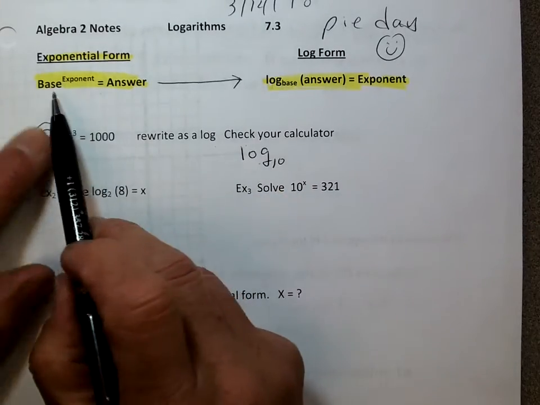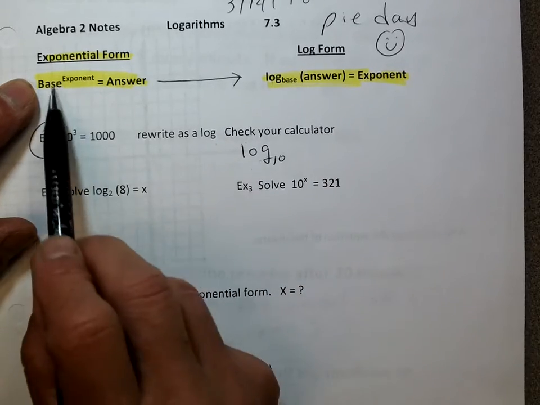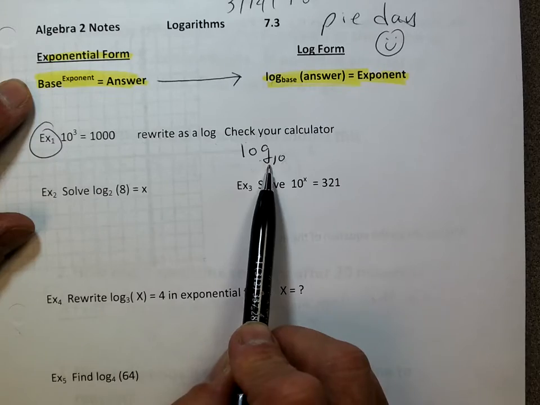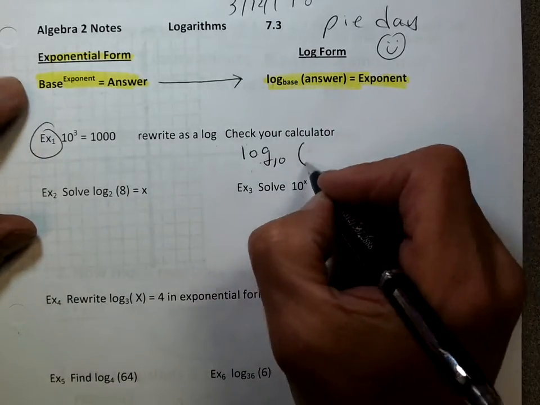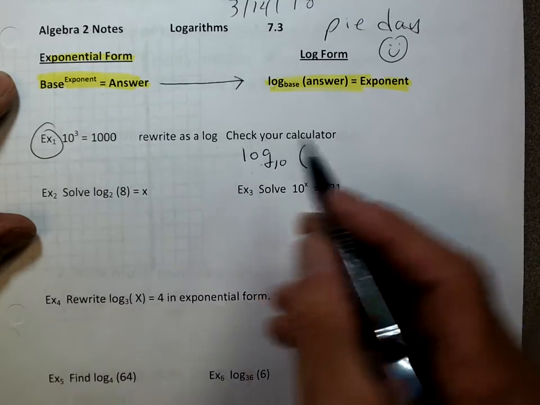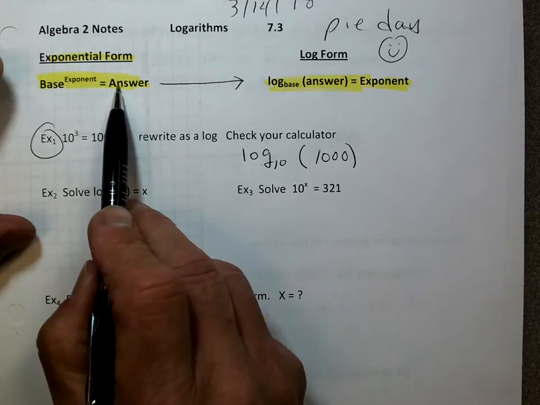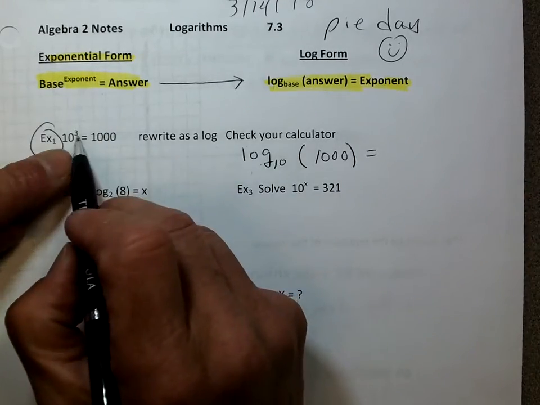To transfer it, this is the base, this is 10. So we'd go log of 10. Whatever number's here goes down below as a subscript. It's the base of the logarithm, okay? And then of the answer, well, this is my answer, so I'd go parentheses. My answer in this case is 1,000, right? And then equals the exponent. In this case, my exponent is my 3.